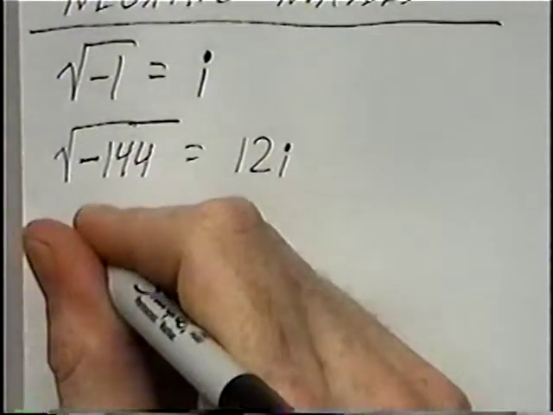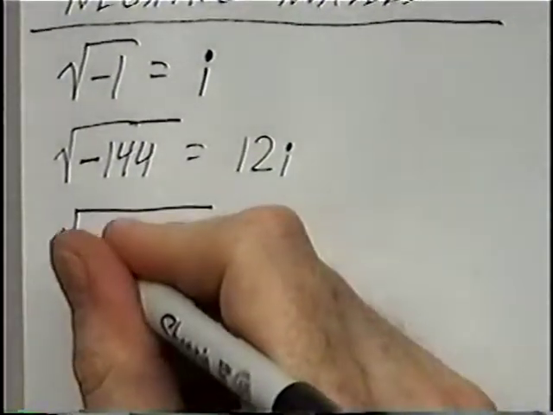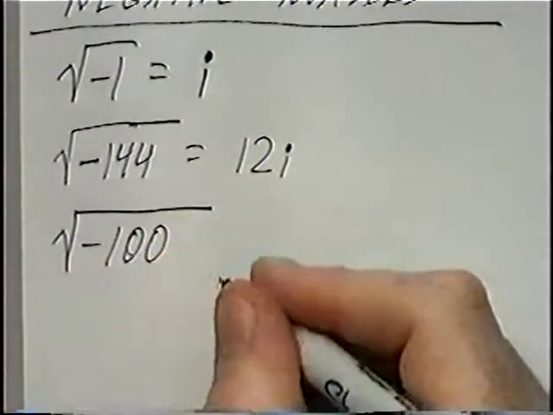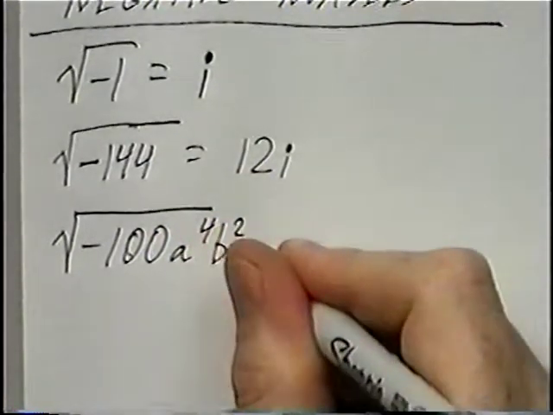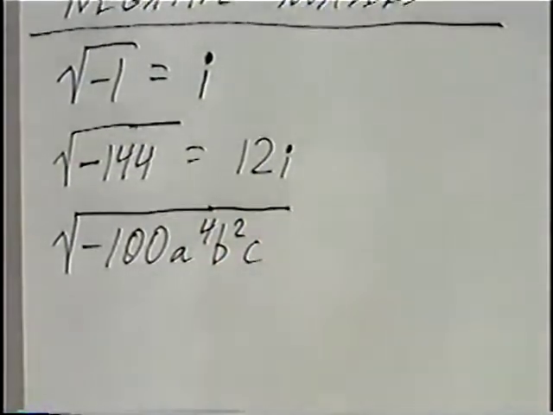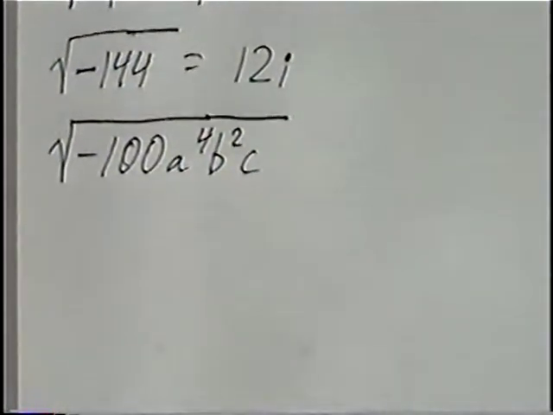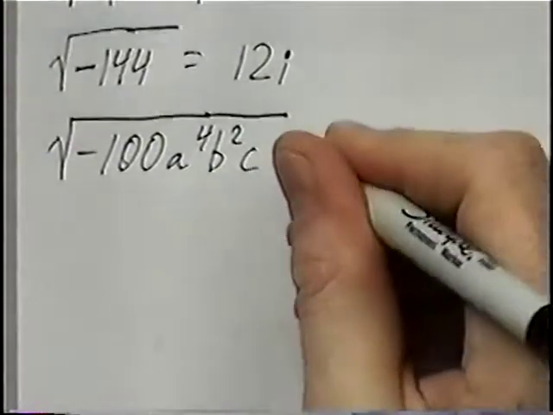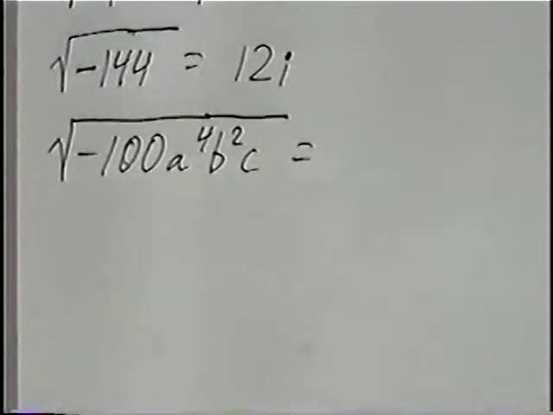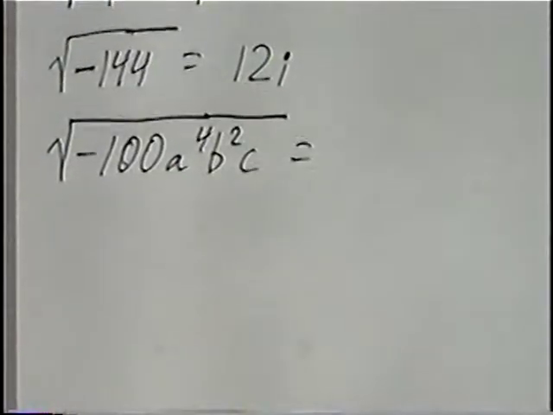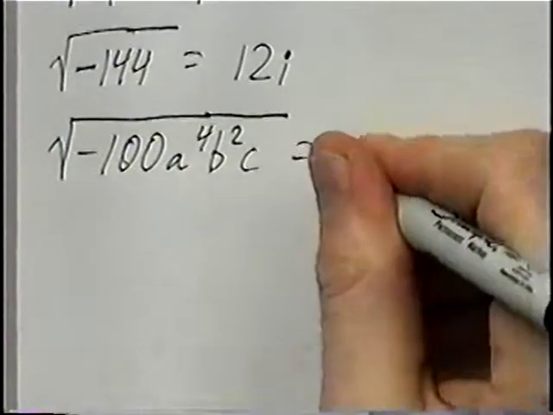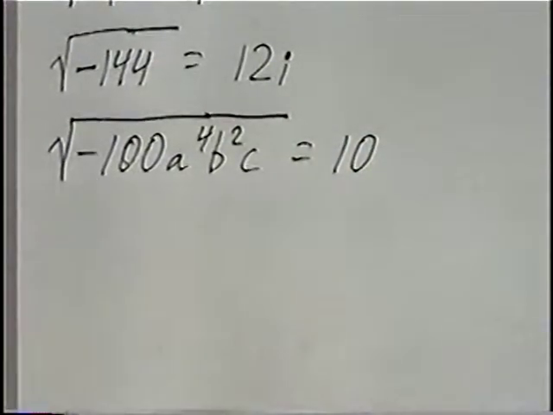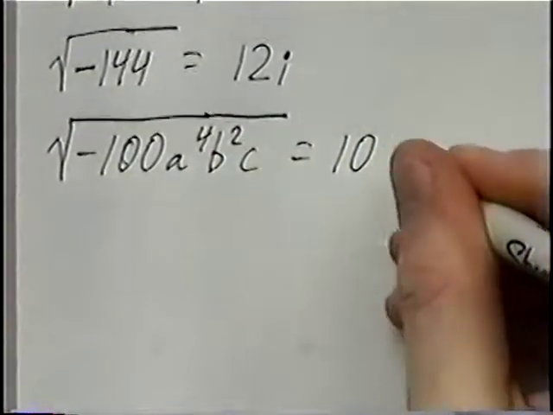And last question for the section, the square root of negative 100 a to the fourth b squared c. Simplifying this, again, negative 100 will be an imaginary number. The square root of 100 would be 10. And since it's a negative, we'll have 10i.